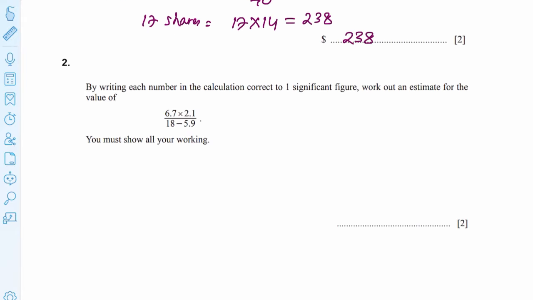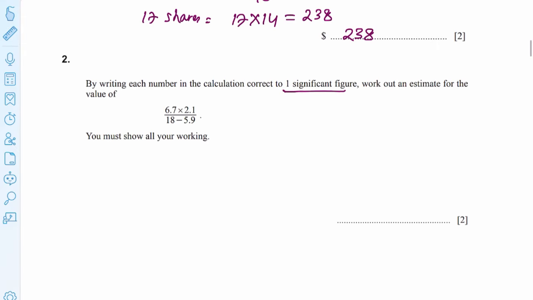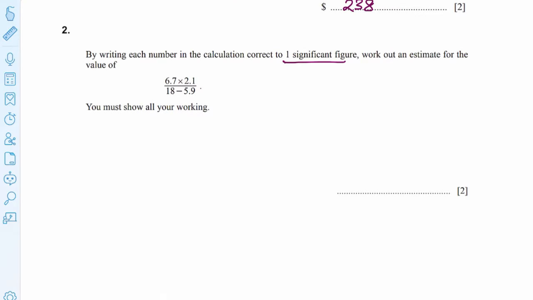Question number 2. By writing each number in the calculation correct to one significant figure, work out the estimate for the value of this one. Okay, up to one significant figure. For 6.7, the one significant figure will be 7. For 2.1, up to one significant figure will be 2.